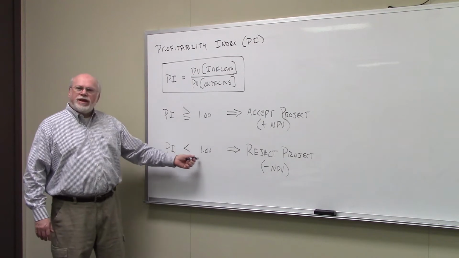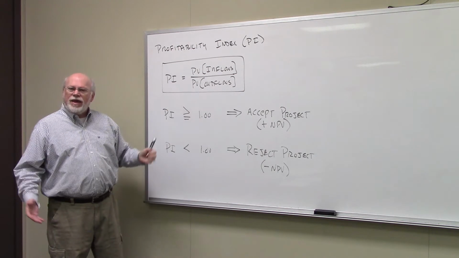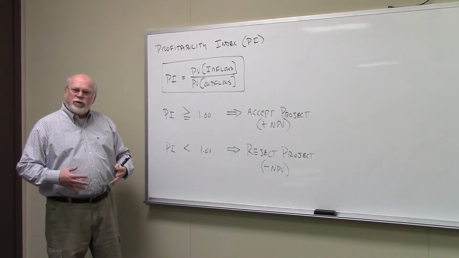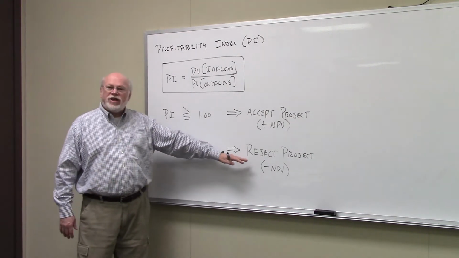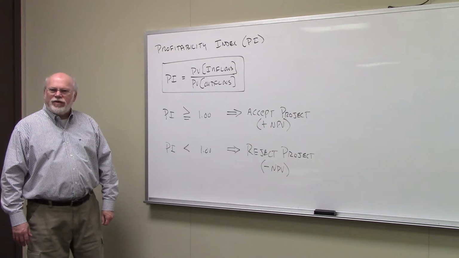If the profitability index is less than 1, that means the numerator is less than the denominator. That would have a negative net present value. So again, if you have a profitability index less than 1, you'd reject that project, and fundamentally you would because it has a negative net present value.